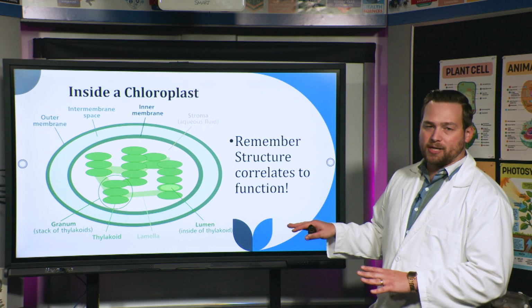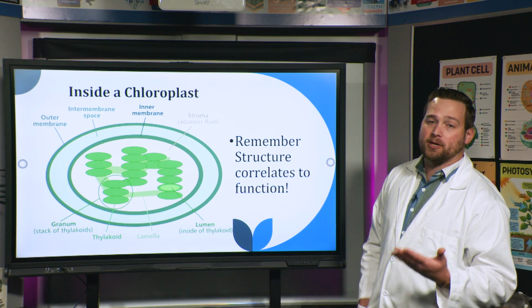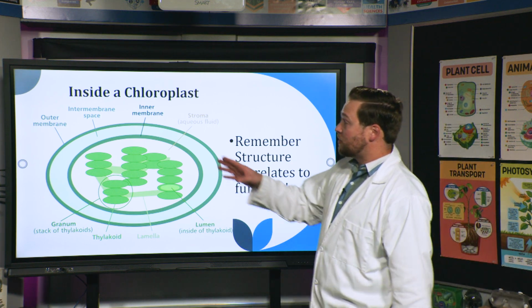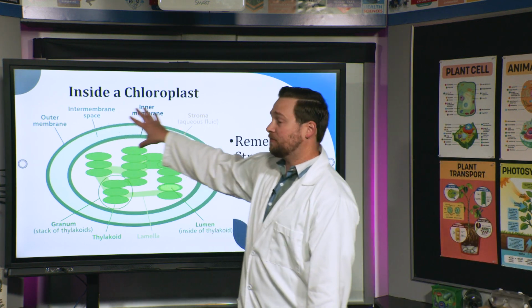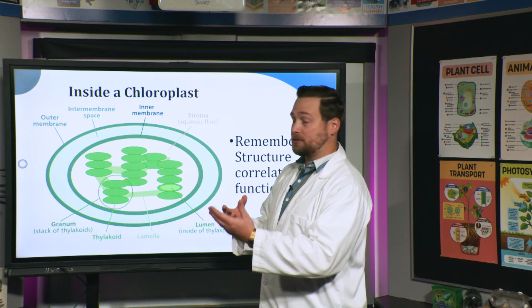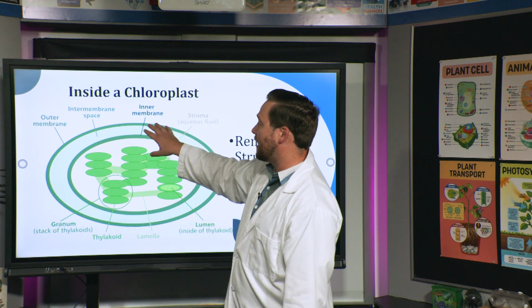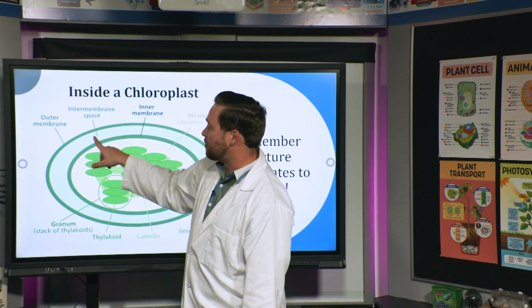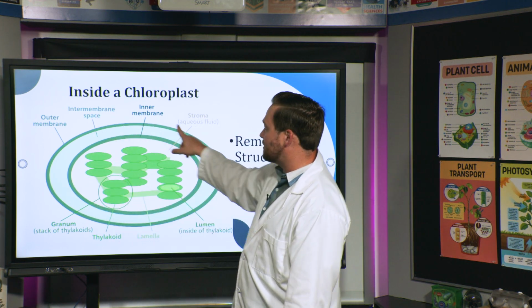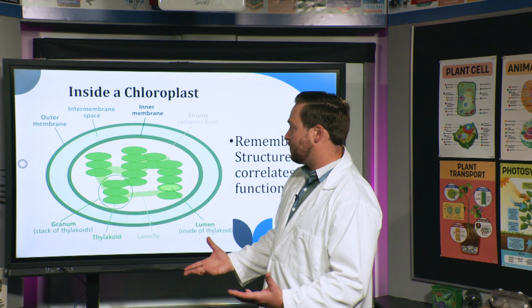So let's look at this picture and figure out what's going on. This is a chloroplast and there's a couple different parts that I need you to know about. First of all, let's start up here on the top left. Chloroplasts have multiple membranes. We have an outer membrane and an inner membrane and then an intermembrane space. This light green area is in between the outer and inner membrane. It's just kind of an open area.